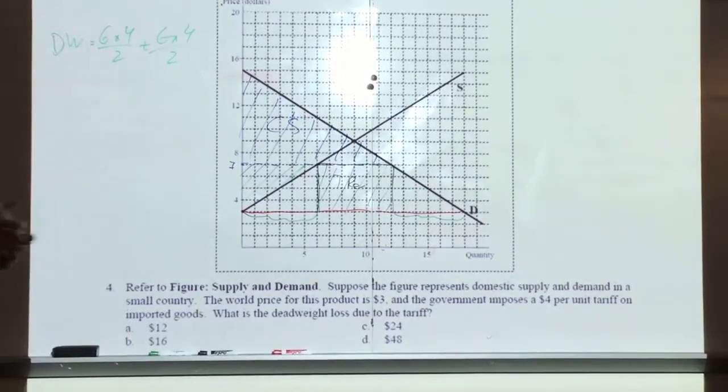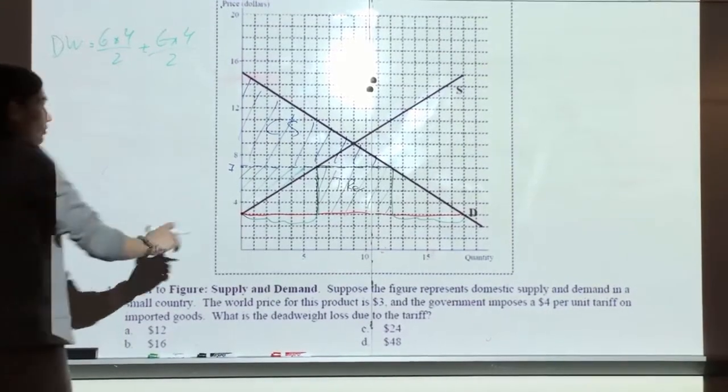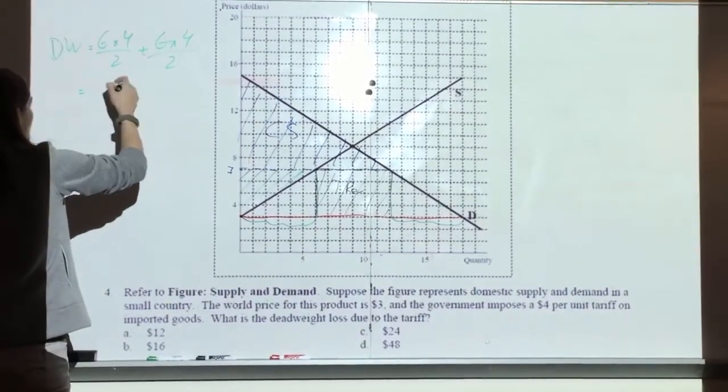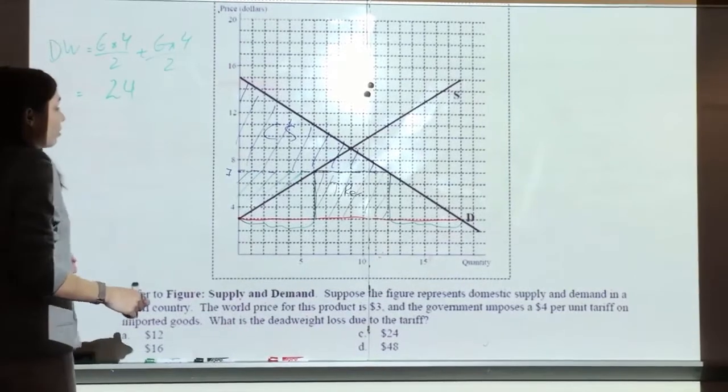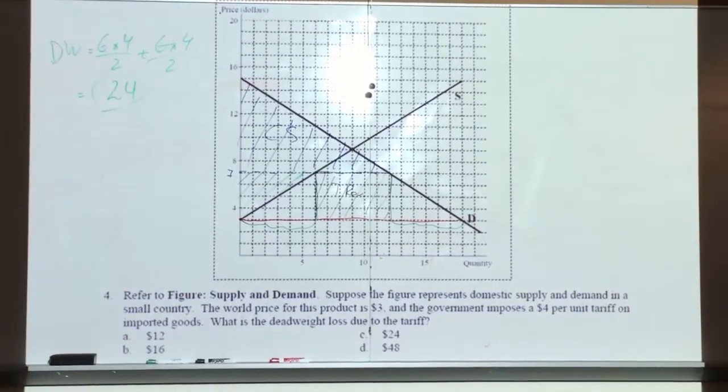Now they don't have to be identical, right? The two triangles. So I need to make sure that they're not. Right, 24. And that will be the deadweight loss, and this would be answer C.